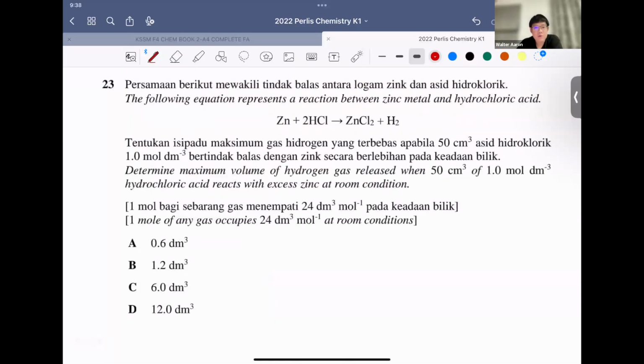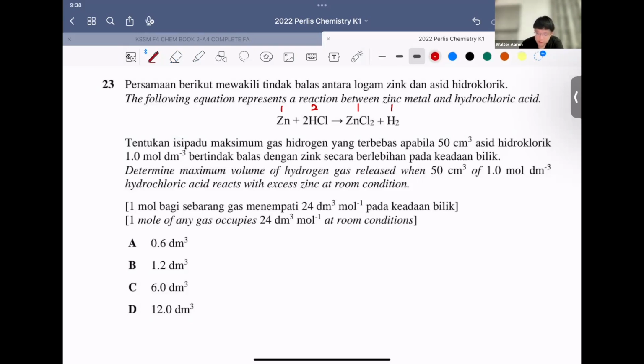23. The following equation represents a reaction between zinc metal and hydrochloric acid. Determine the maximum volume of hydrogen gas released when 50 cm³ of 1.0 mole per dm³ of hydrochloric acid reacts with excess zinc at room conditions. So we have this equation, and to interpret it quantitatively, we'll say that 1 mole of zinc will need 2 moles of hydrochloric acid to produce 1 mole of zinc chloride and 1 mole of hydrogen gas.